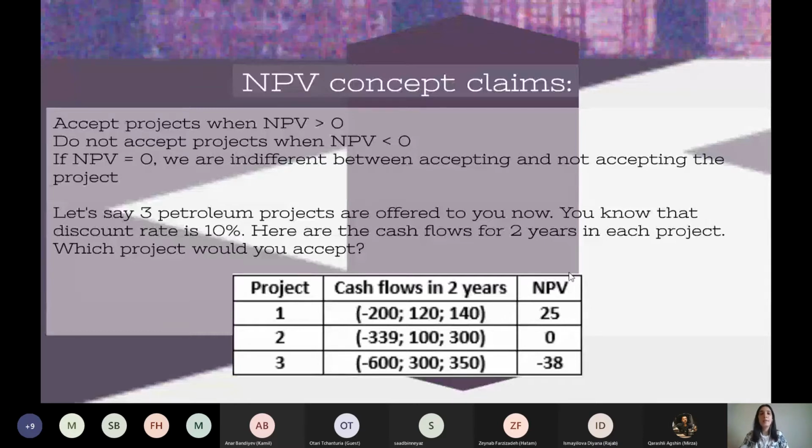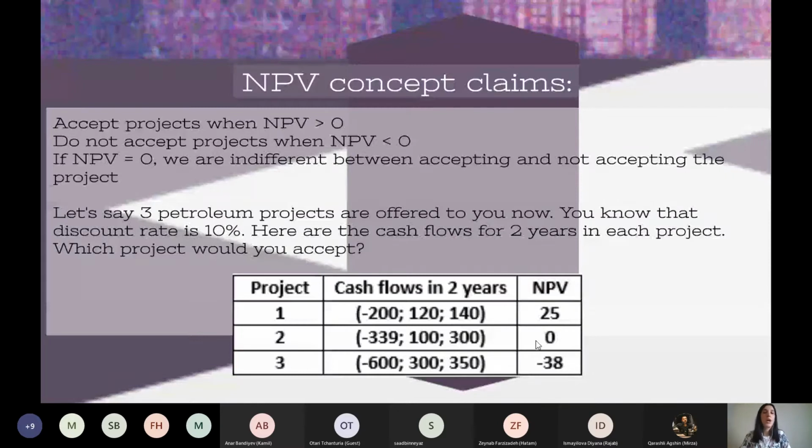So according to the NPV concept, you have to accept this project because 25 is more than 0. Now let's take a look at the second project. Your investment is 339, so it's minus. Your cash flow in the first year is 100. Your cash flow in the 2nd year is 300. So your NPV is 0.